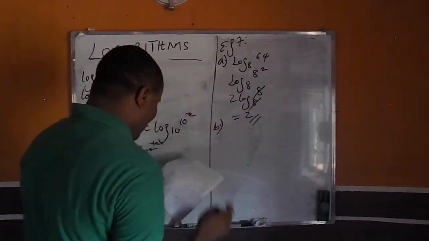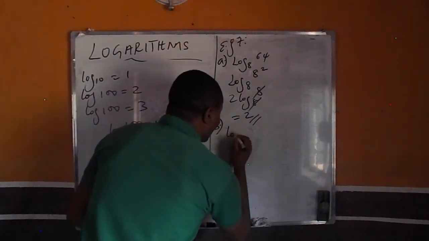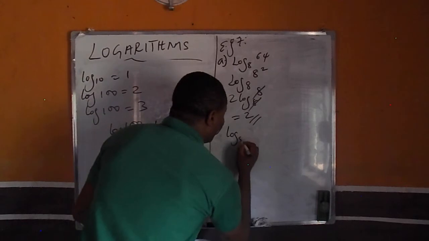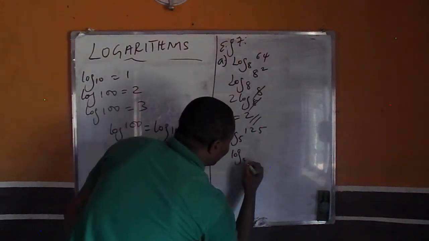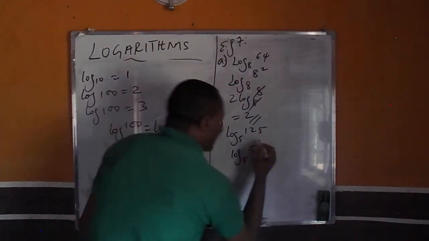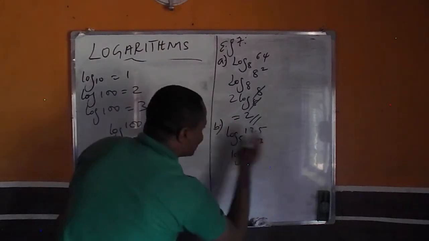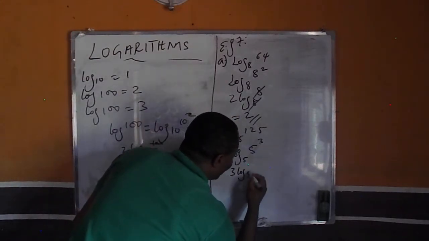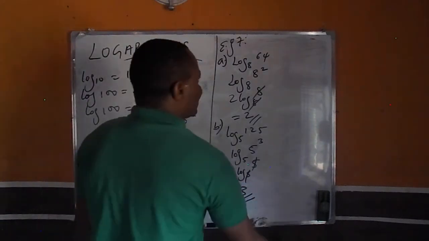B, we have log base 5 of 125. This will give us log base 5 of 125. We have 5 raised to power what? 3. 5 times 5 is 25, 25 times 5 is 125. This comes here to be 3 log 5, 5. 5 cancels 5. Our final answer will be 3.